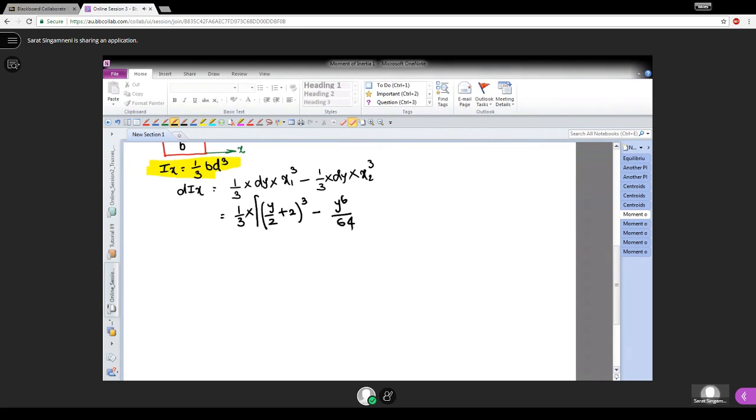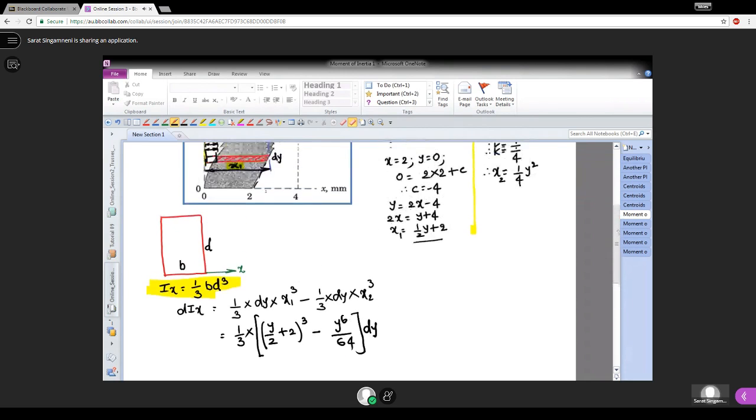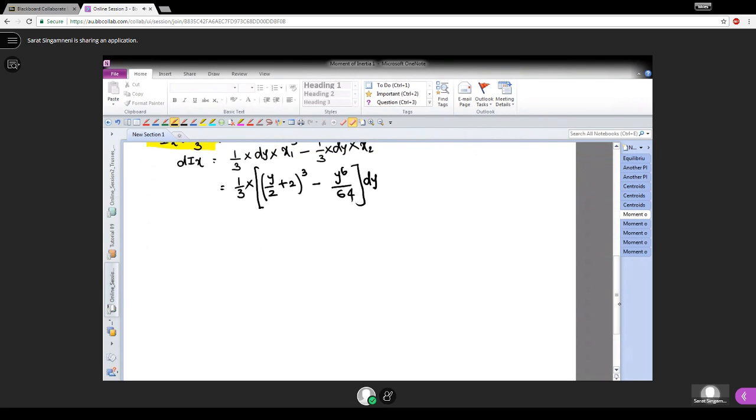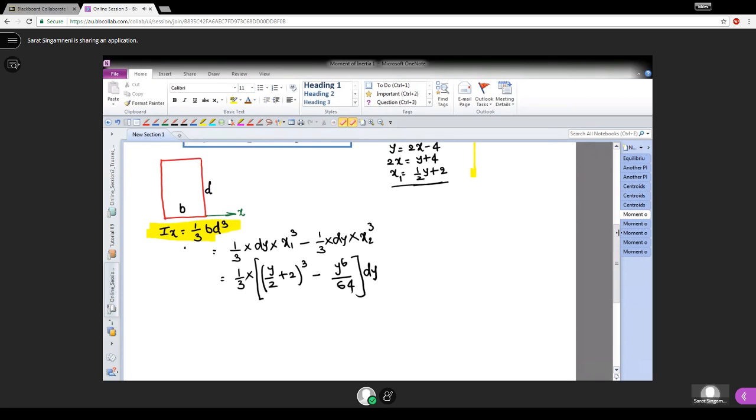And I am taking 1/3 common and dy outside. So I just substituted what x1 is equal to and what x2 is equal to from here, but in the process simplified that expression. This is diy, the moment of inertia of the small strip about the y-axis. We are calculating it on the y-axis.